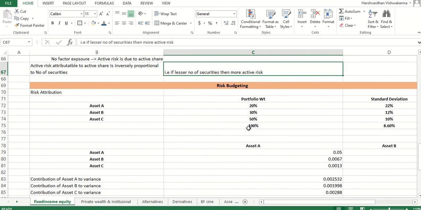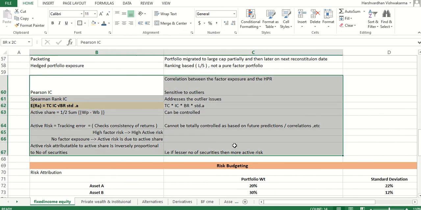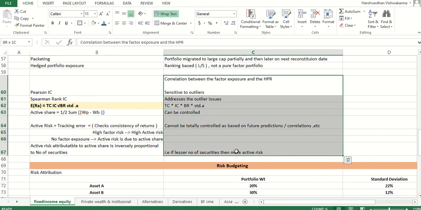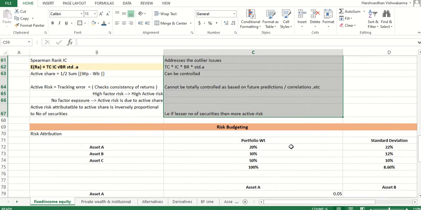Okay, so that was more on active share and active risk. It's very easy to understand in that sense. The reason I've highlighted these is that these are questions which are very repetitive across mocks. So just have a look at this one.